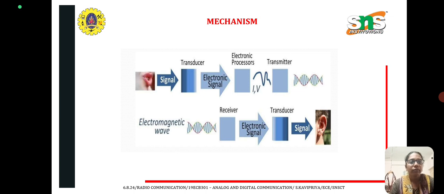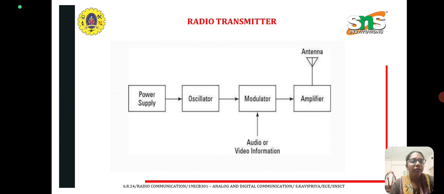So the radio transmitter has a power supply, an oscillator, a modulator and an amplifier. There are two inputs to the modulator. One is the information, actually audio or video information. The other is a carrier signal generated by the oscillator. The output of the modulator is amplified and transmitted through the antenna.